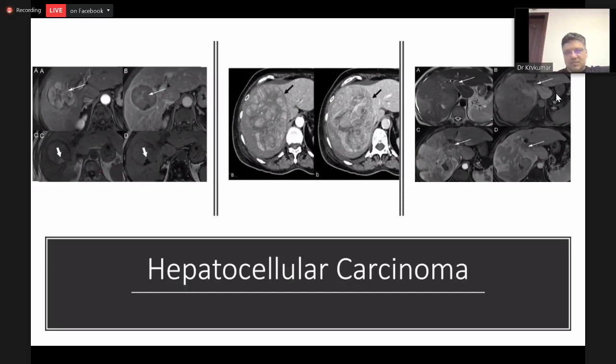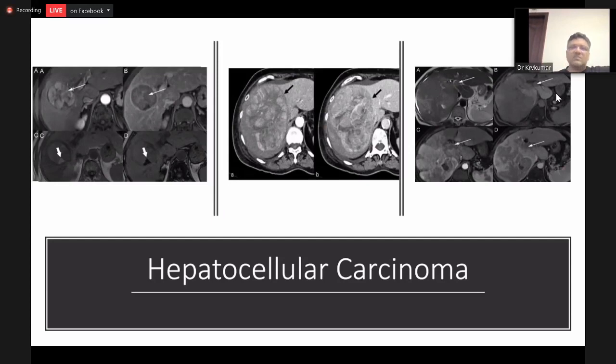And there is another question, what do we mean by threshold growth? It is a 20% growth in the diameter of the tumor. So you have a CT now that shows a 2 centimeter lesion, and 3 months later you repeat the CT and it shows 2.4 centimeter. That is threshold growth.